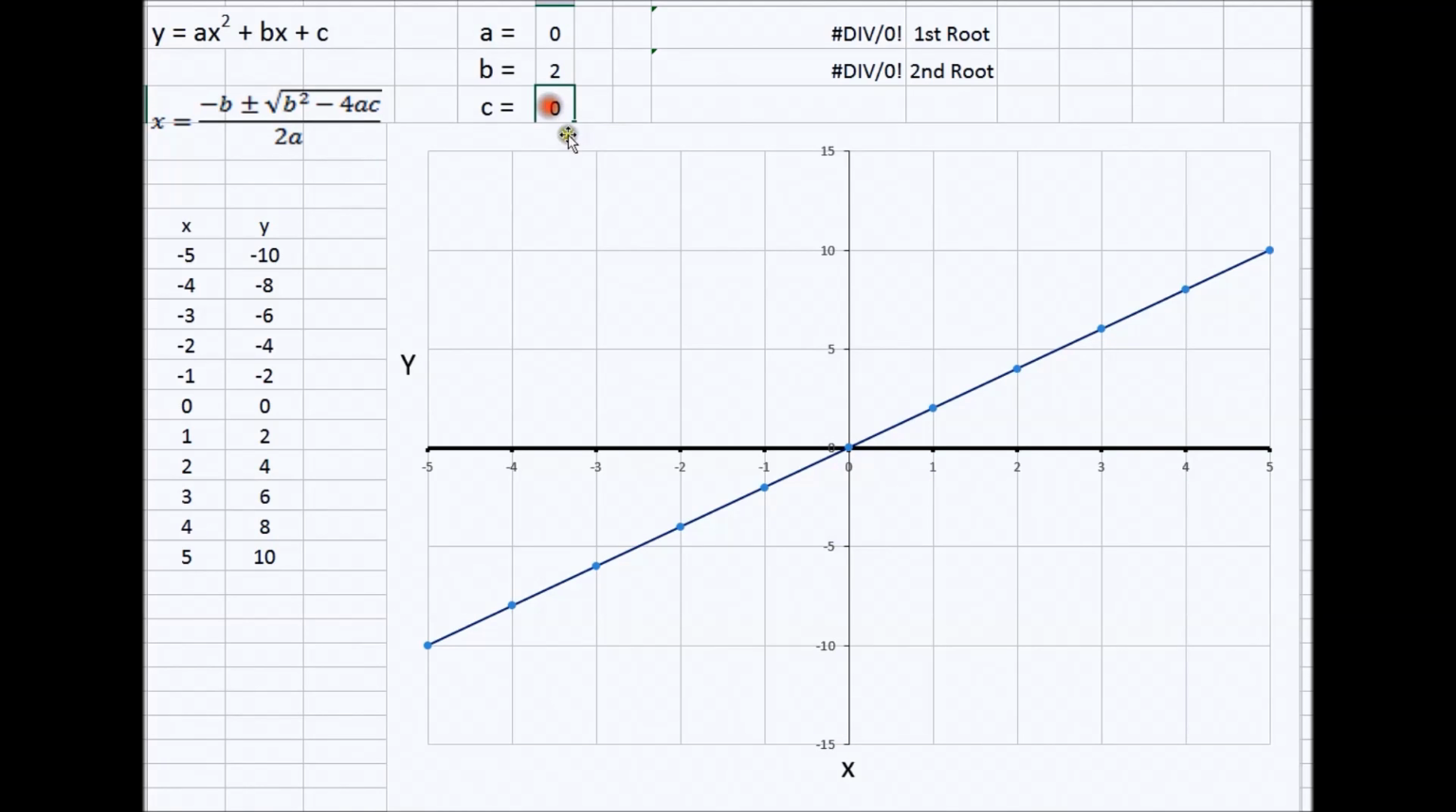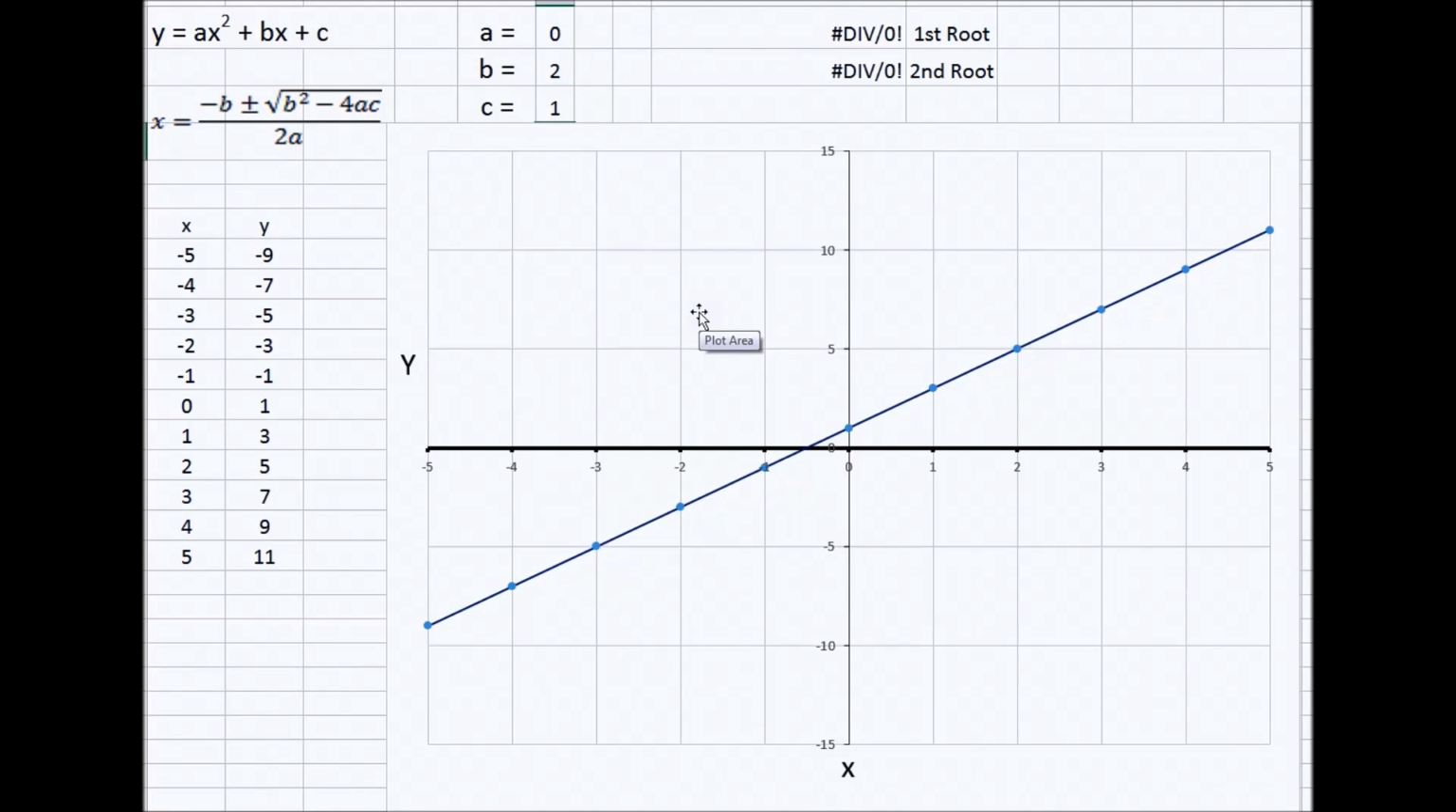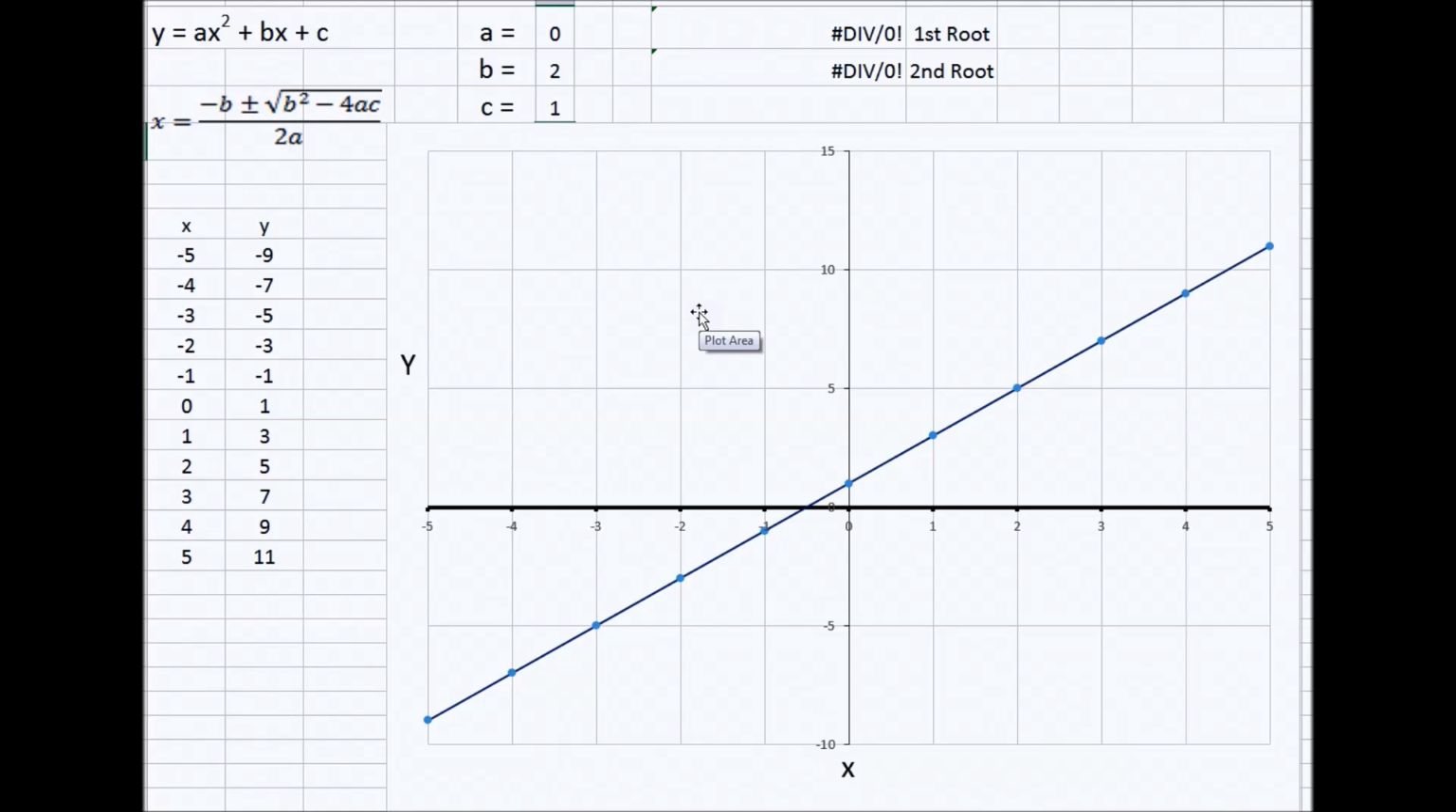If we change the c value to 1, we see that the line doesn't go through the origin, it goes through 1. The y-intercept is 1. So you have a linear term here, a constant term, and then your quadratic term.